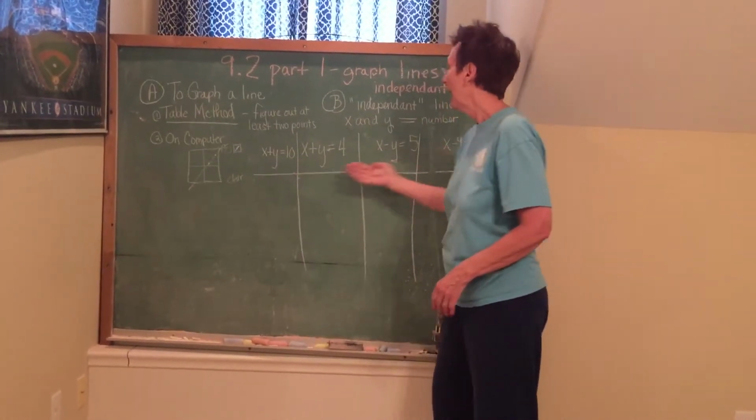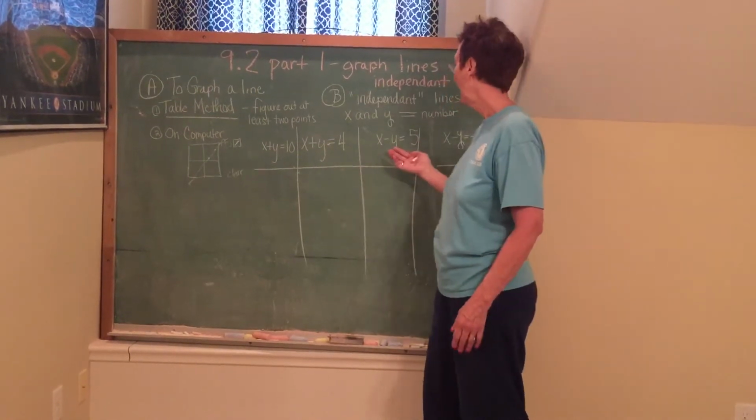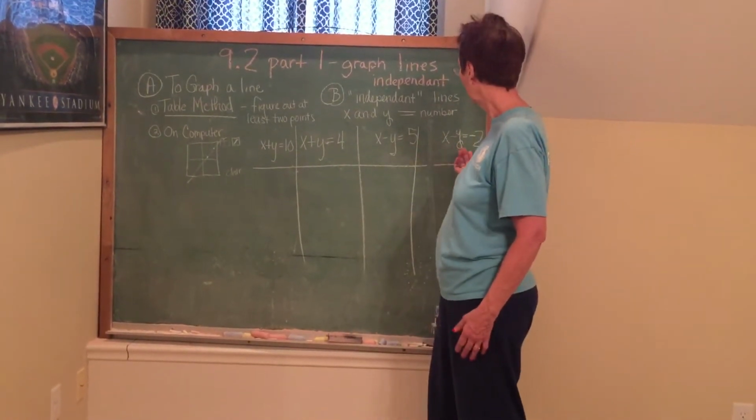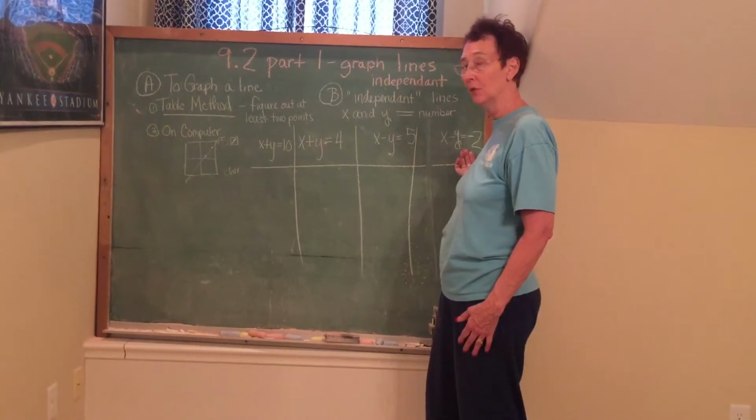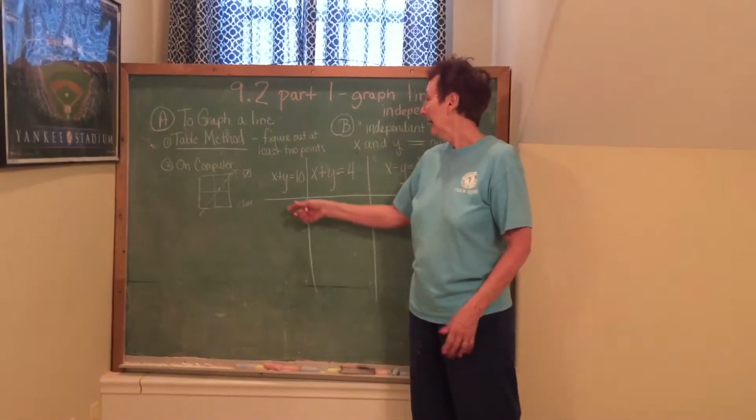Here are some examples. X plus y equals 10. X plus y equals 4. X minus y is equal to 5. X minus y is equal to -2. So I'm going to do these 4 examples to show you how we come up with them. Let's start with this one.